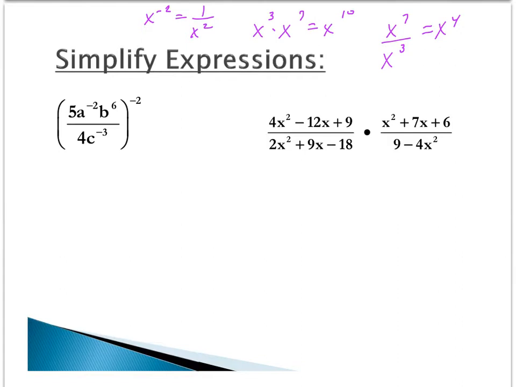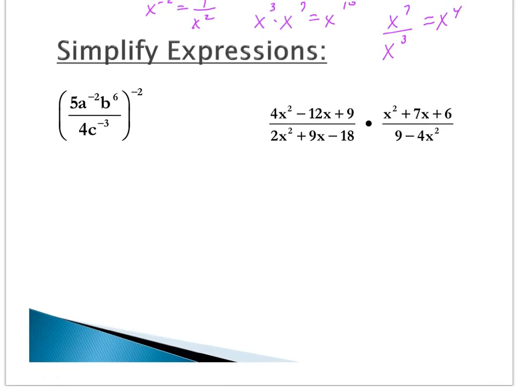For this next problem, what I would do is I would begin by distributing the negative 2 power. A lot of times people want to fix the negatives first, and there's nothing wrong with that. However, in this problem, after flipping the negatives, we would still have another negative. So we may as well deal with it from the beginning.